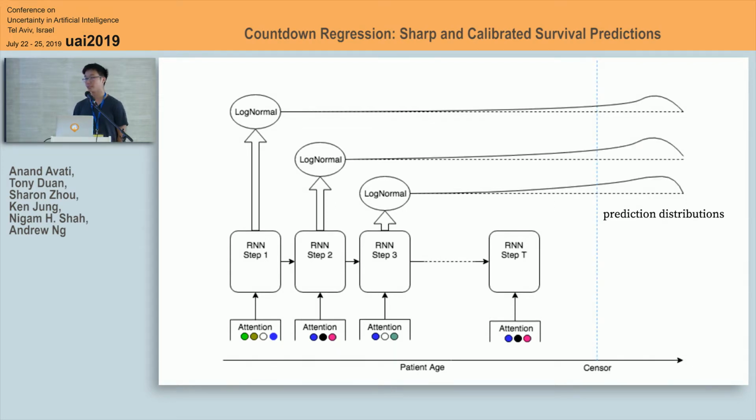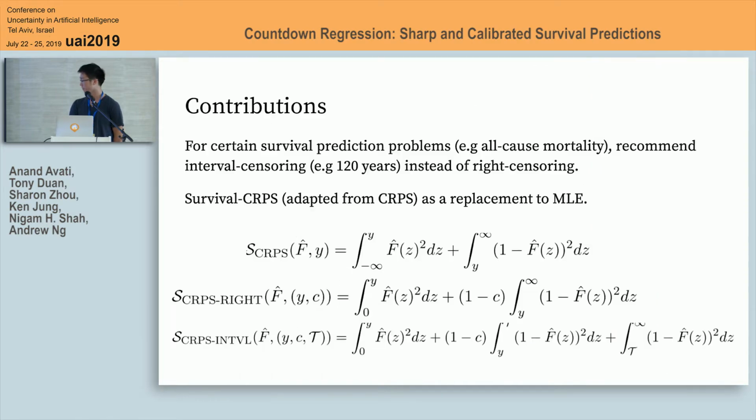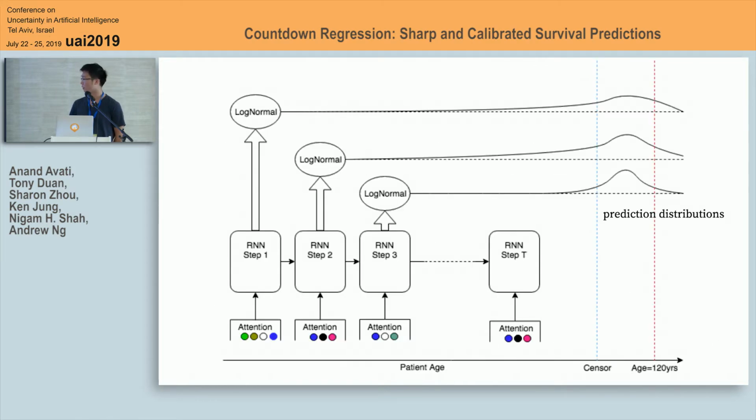For the censored cases, for patients who are still alive, we maximize the tail mass. And so this is typically what's done for MLE. And one more case that we consider is interval censoring. So in the real world, it's typically known that people don't live past 120 years. And so we frame this problem as an interval censoring problem where we try to maximize the mass in between these two.